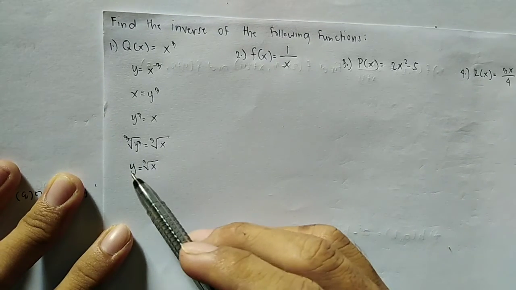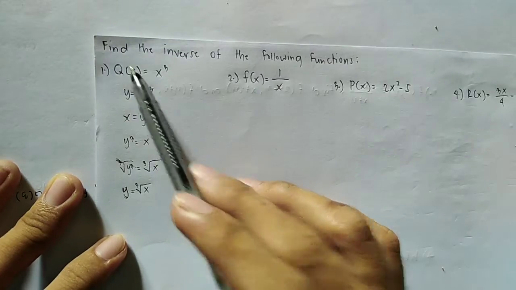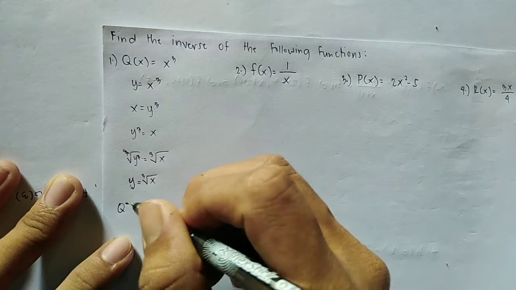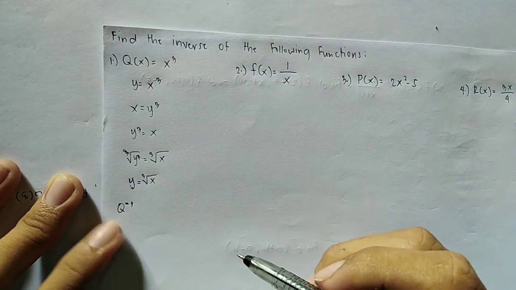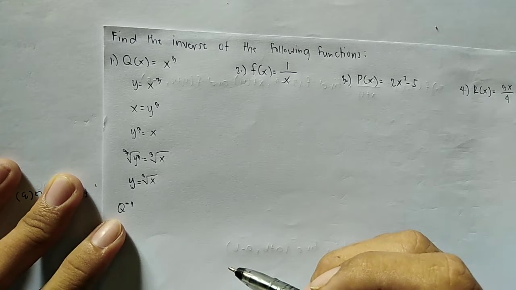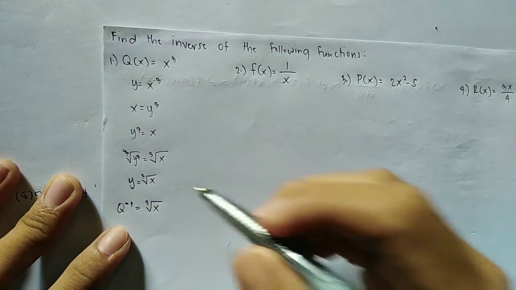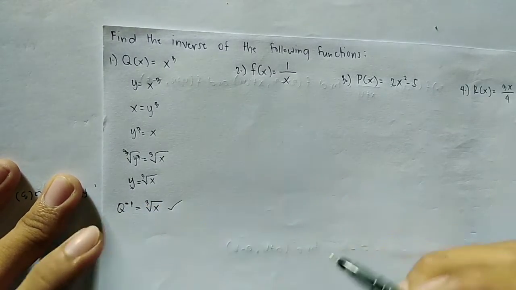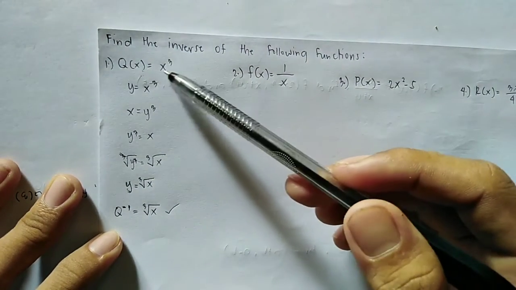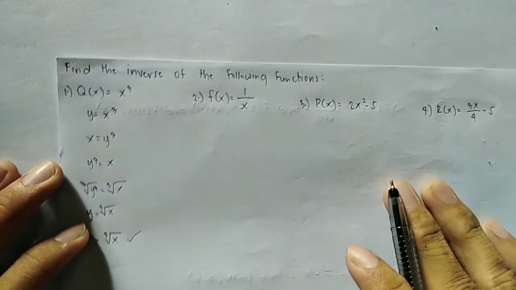So you can have this as your inverse: y equals the cube root of x. Or you can rewrite it using the notation for inverse function. We can have q to the power of -1, read as the inverse of the function q, or q inverse, equals the cube root of x. This is the final answer. So the inverse of the function defined by q of x equals x cubed is the cube root of x. So let us proceed to number 2.